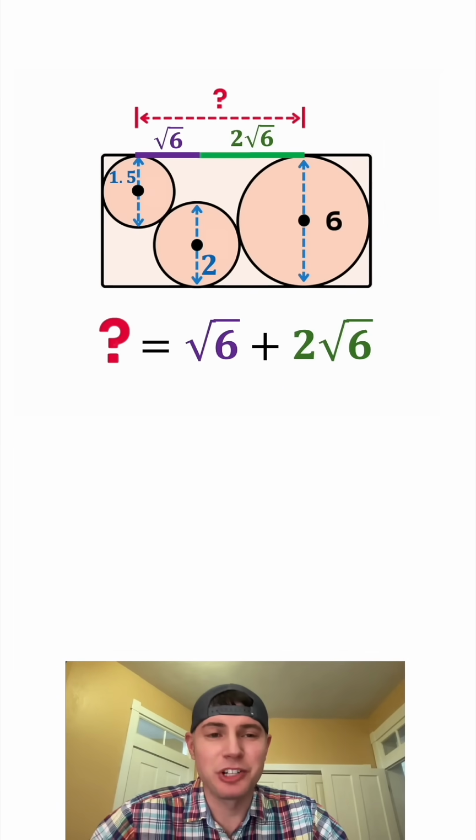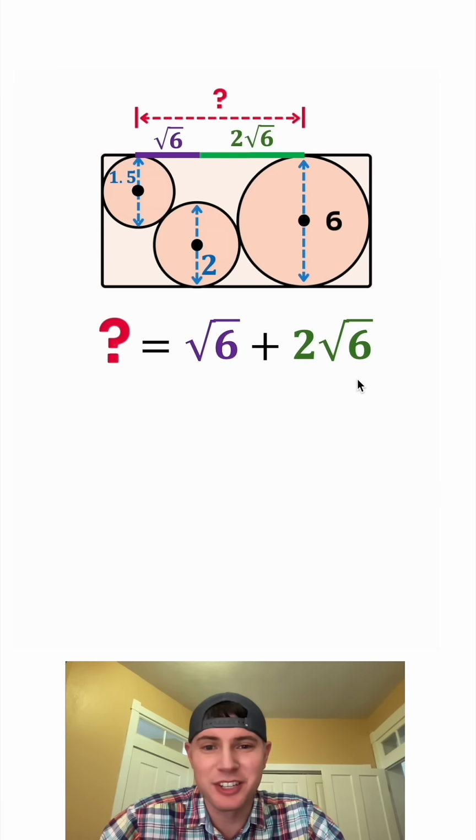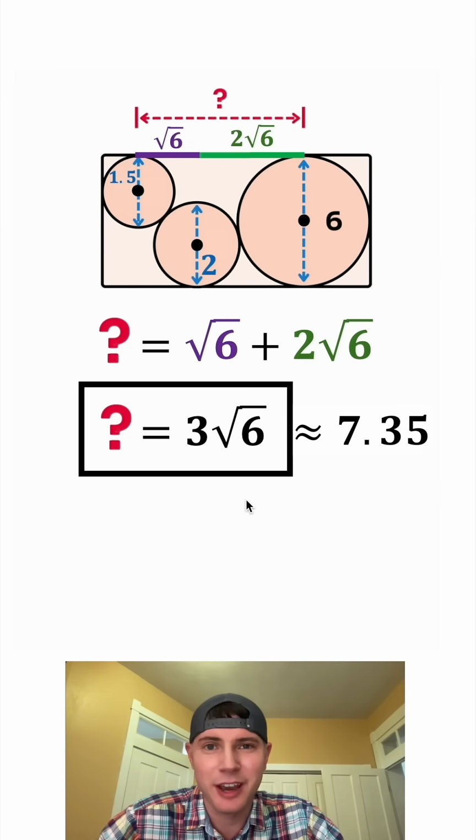So now we have the question mark. It's going to be equal to the purple root 6 plus the green 2 root 6. And root 6 plus 2 root 6 is equal to 3 root 6. And that is the answer to our question. Let's put a box around it. How exciting.